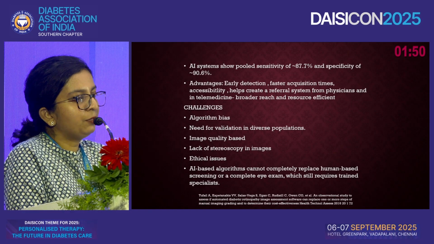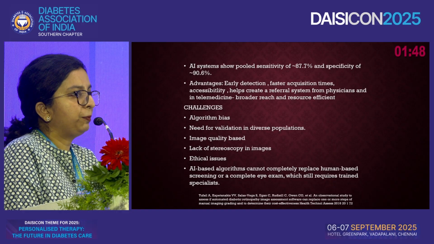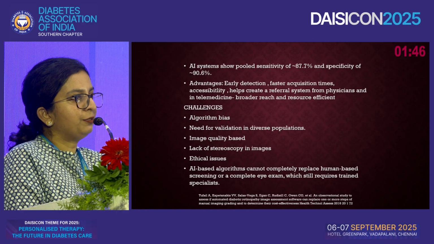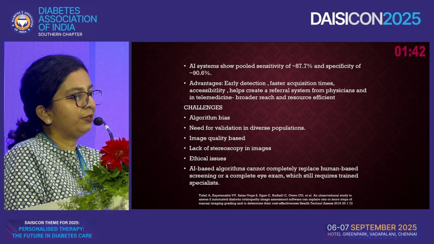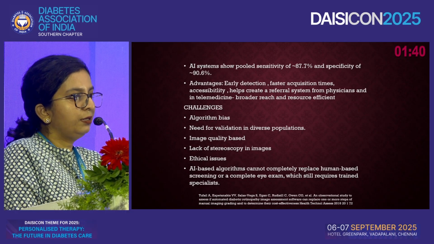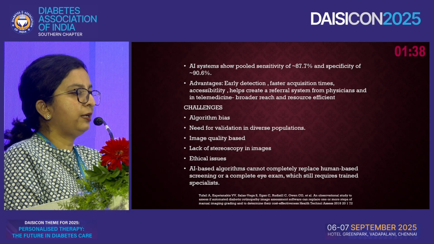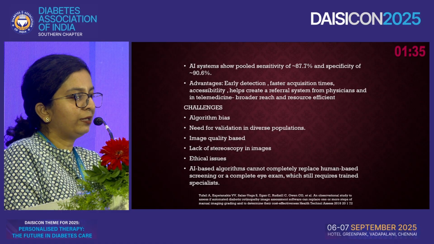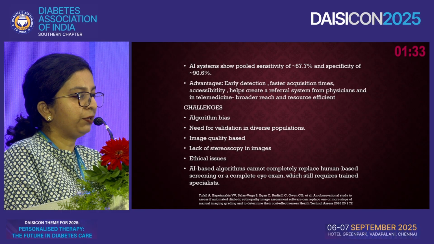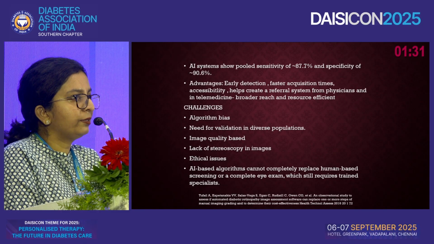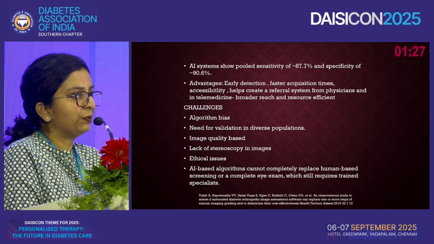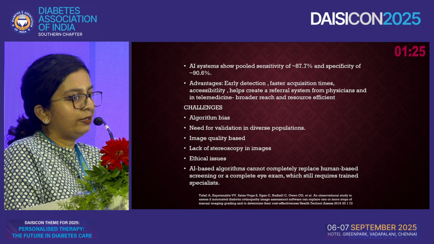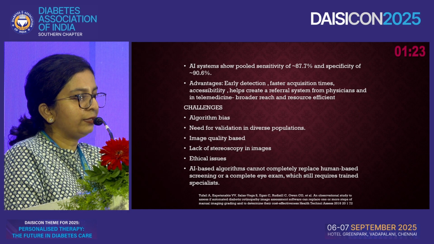And the main thing we notice is there is a lack of stereoscopy in these images, so binocular vision as such is not there. So macular edema might get missed out in these images. As such, it is ideal for detecting NPDR or PDR, but for macular edema, the sensitivity is not very good. And of course, there is an ethical concern because we are feeding a large number of retina images of patients into an open algorithm, and this might create some security issues in the long run.